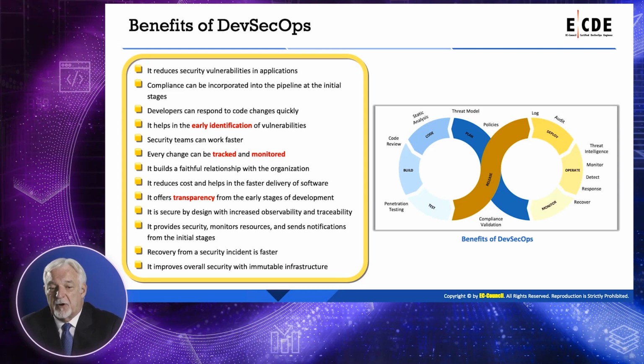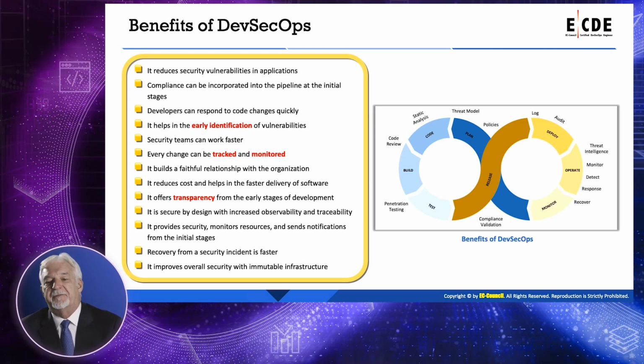And it improves overall security with immutable infrastructure. We were talking about infrastructure as code in particular. With the fast pace of blowing up and bringing down systems in a cloud architecture, et cetera, you have a much higher assurance of those environments being secure with a DevSecOps approach.